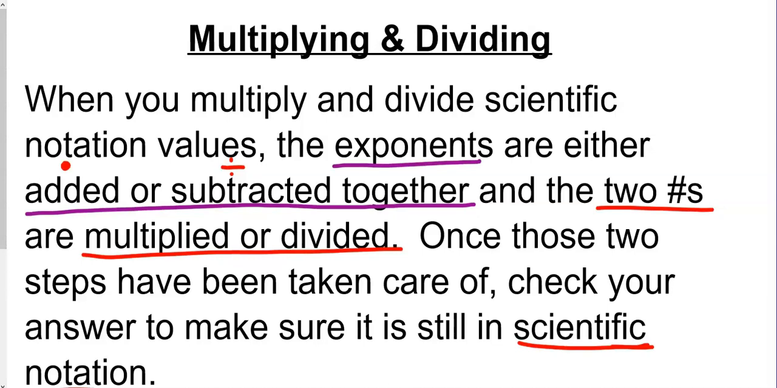But when we are multiplying and dividing, the exponents are either added together if you're multiplying, or subtracted if you're dividing. And then the two numbers in front, the numbers that are between 1 and 10, you either multiply them or divide them. And always, in the end, make sure you're in scientific notation. So let's do some.